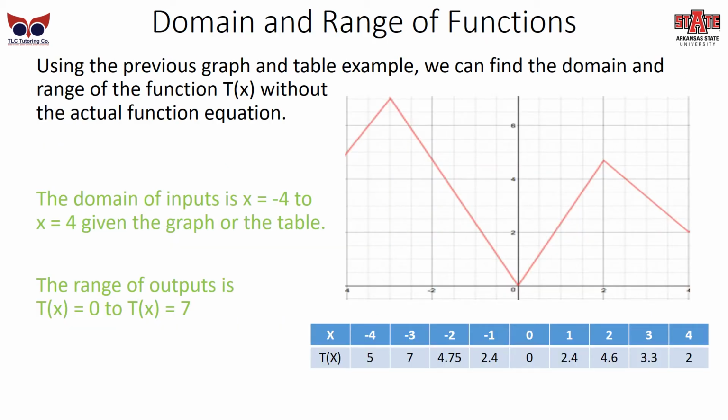If we use the previous graph and example that we looked at, you can find the domain and range of a function without the actual equation. So looking at this, the domain would be all the possible x inputs. So we can see it goes from x equals negative 4 to x equals 4. Then we can also look at the range and say the lowest possible output is 0 and the highest possible output is 7. So the range would be 0 to 7, and the domain would be negative 4 to 4.